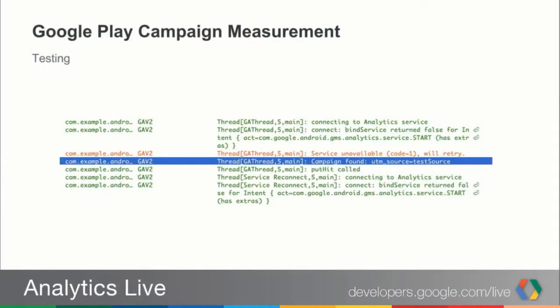And what you're going to be able to see in logs is that if the campaign information is found, you'll see a message like this. So you'll see GA, the SDK, spitting things out to logs, and one of those things is going to say campaign found. I'll say UTM source, and it should have the value that you broadcast to it. If it does not say campaign found, it'll say campaign not found.